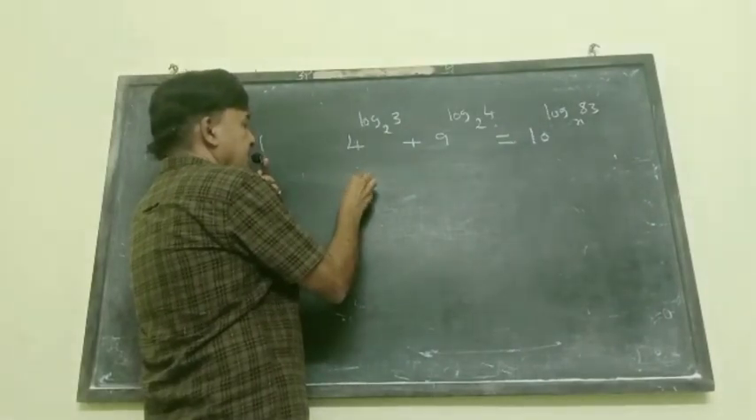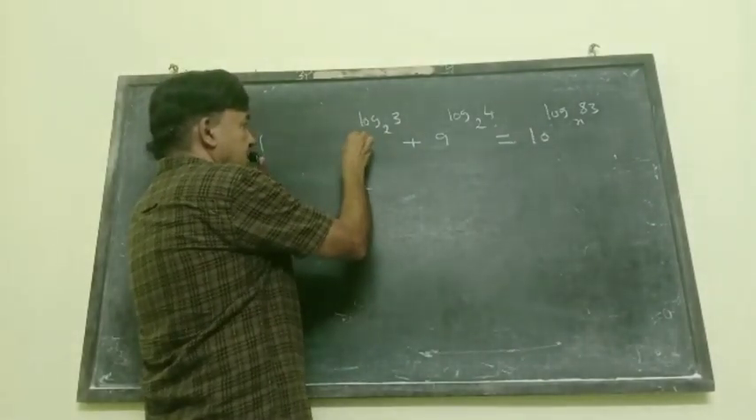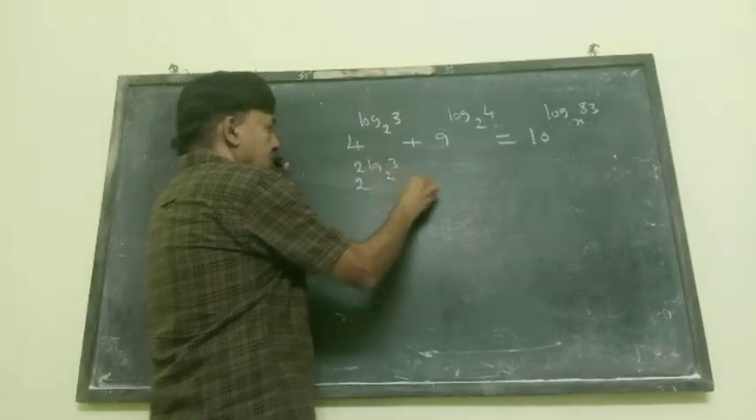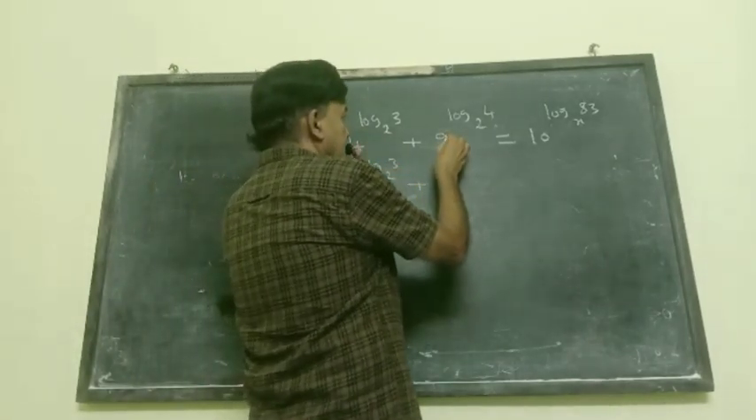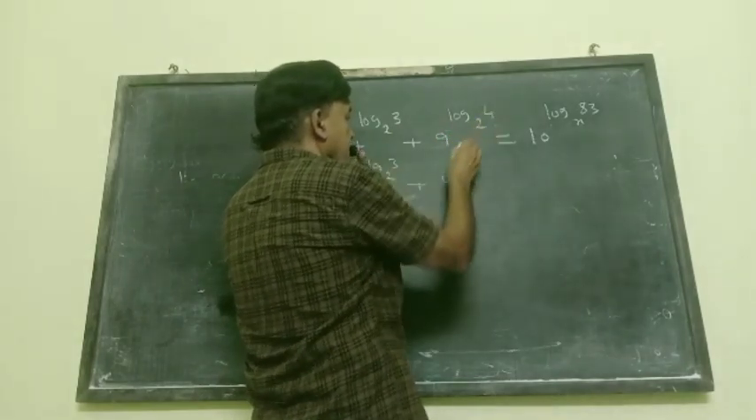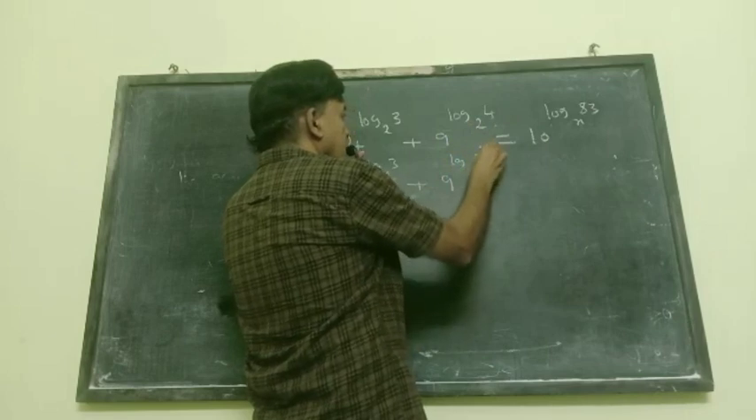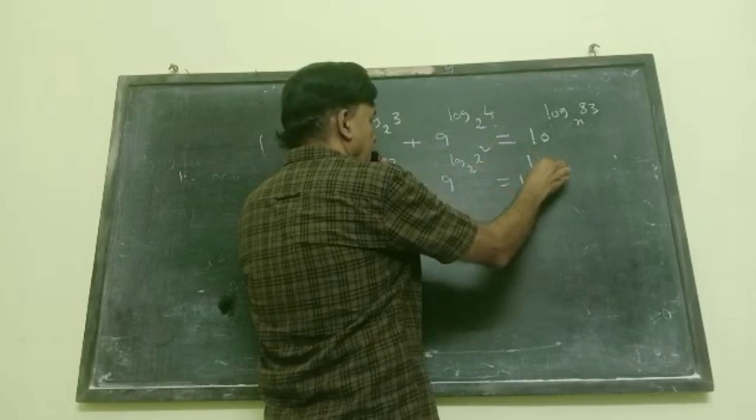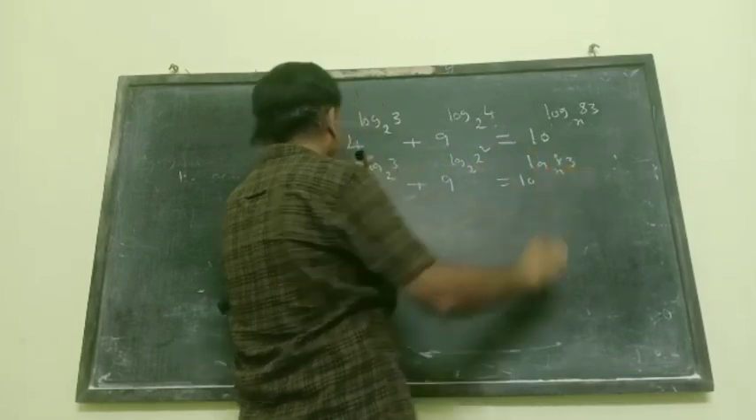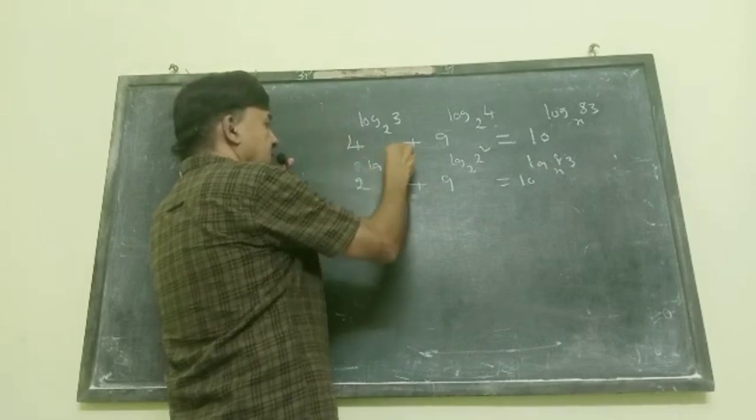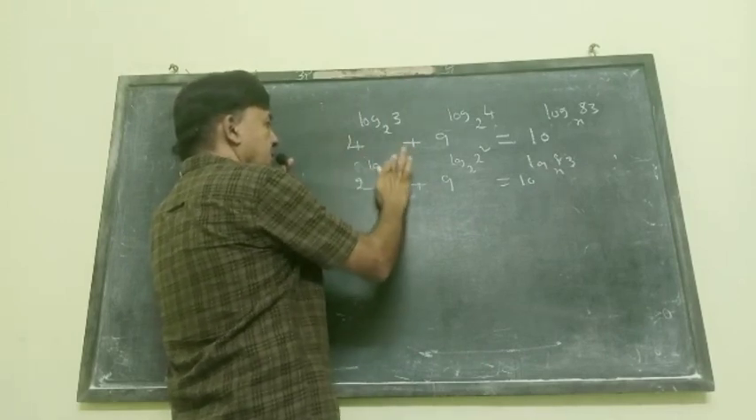So you can write like this. This is 2 square, so 2 log 3 to base 2. This is 9 to the power of, this can be written as log 2 square to base 2 is equal to 10 to the power of, like this. See, this 2 can be kept here. This will become what? 9.